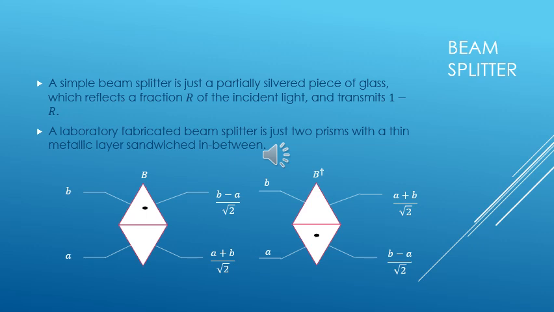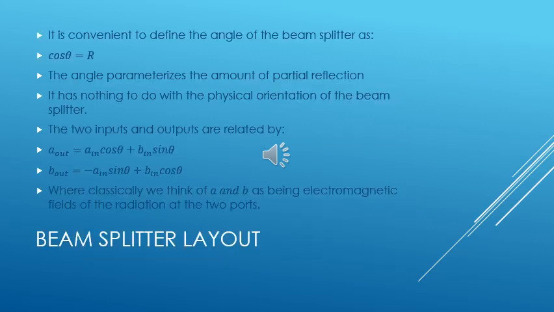And what will happen is it is showing for the states b and b dagger. What are we going to get as the resultant? It is convenient to define the angle of the beam splitter as cos theta equal to r. The angle parameterizes the amount of partial reflection. It has nothing to do with the physical orientation of the beam splitter.